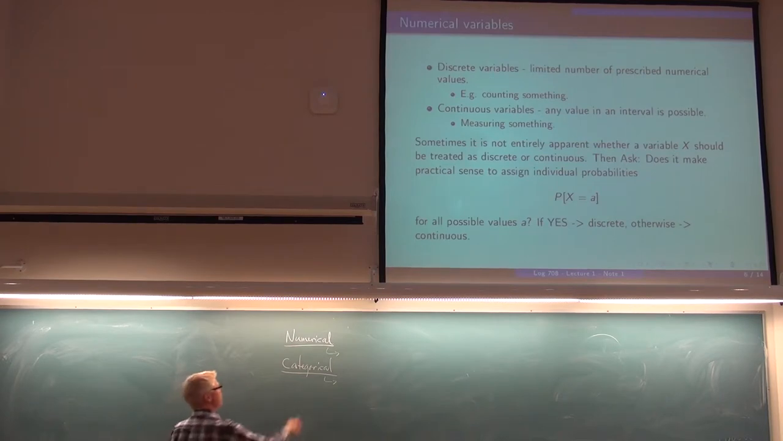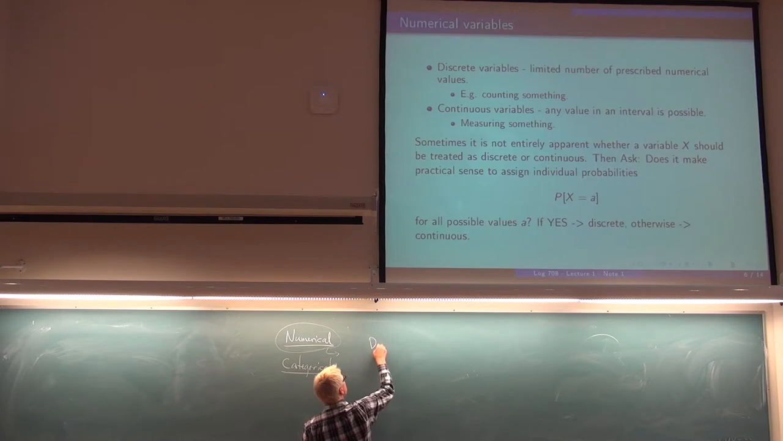So now we are talking about numerical variables. Something we can assign a number to. And then I said there were two classes. There were discrete variables. And this is when you have a sort of a limited or prescribed set of values that this variable can attain. Okay? So if you count something that has not too many values, then you are looking at a discrete variable.